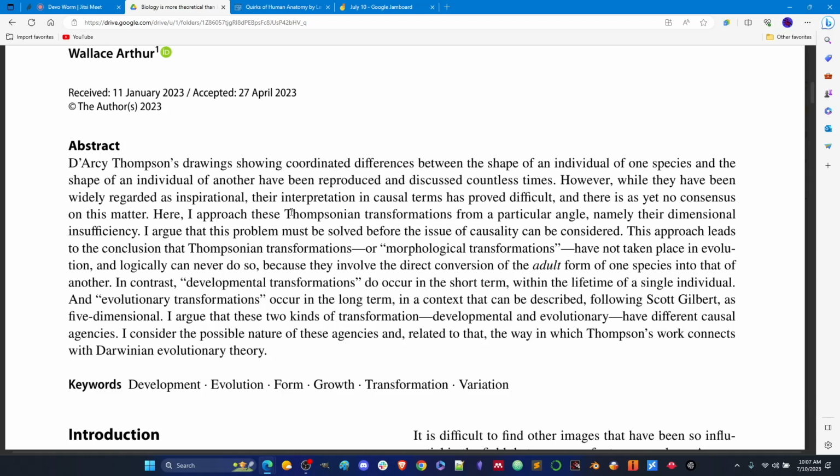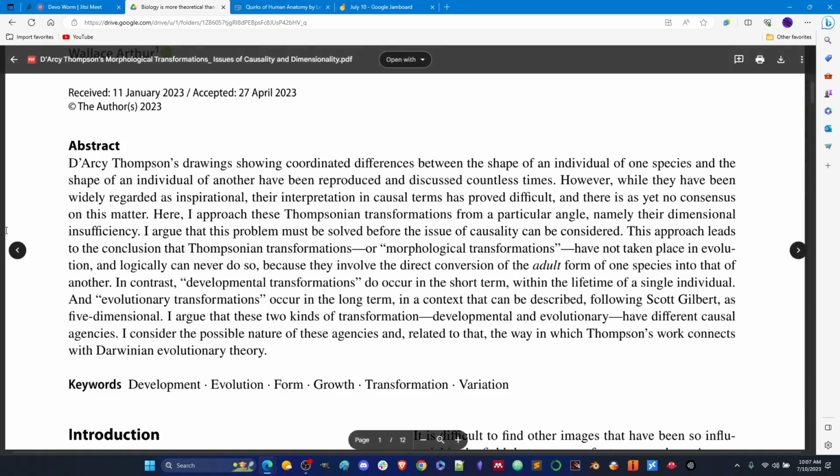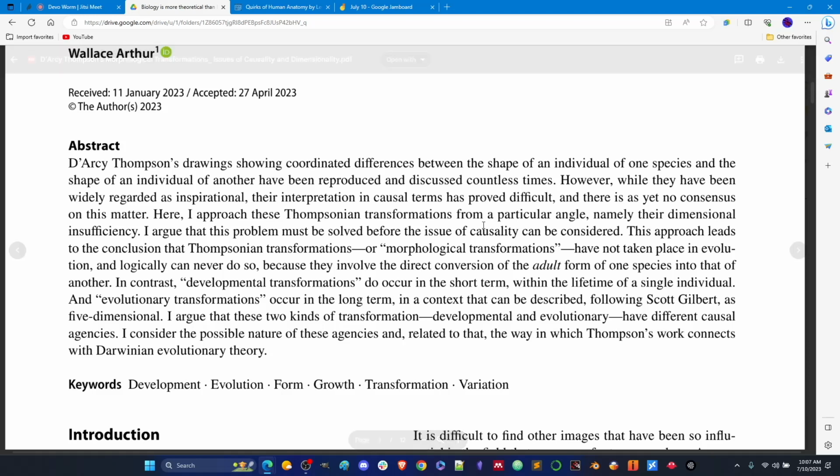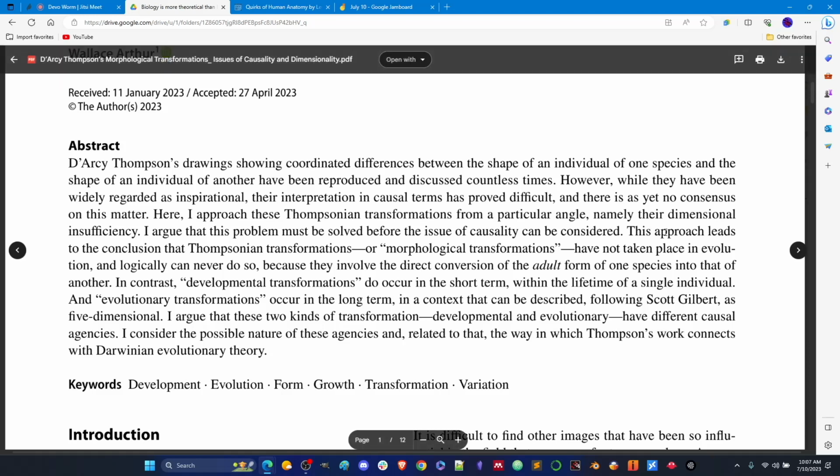Here I approached these Thompsonian transformations from a particular angle, namely their dimensional insufficiency. I argue that this problem must be solved before the issue of causality can be considered. So a lot of times in theory we want to know about causality. We want to know if one thing causes another. But maybe that's the wrong question to approach right away. Maybe you need to understand what he calls dimensional insufficiency.